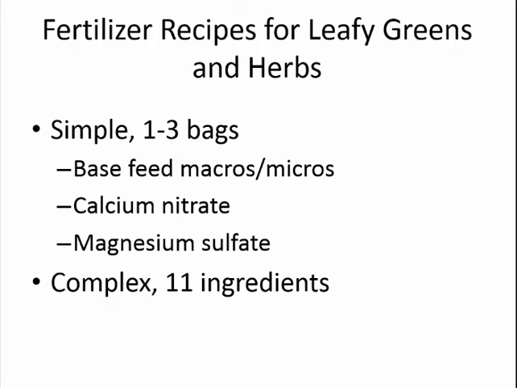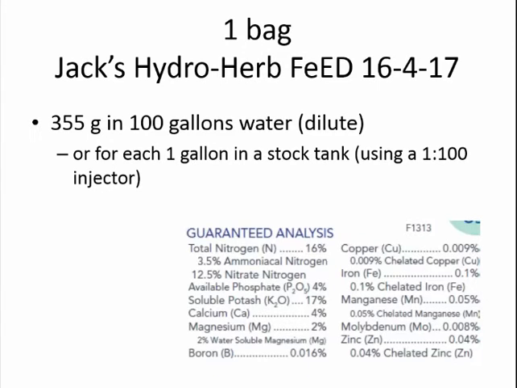And then last, it's important to test your tap water. Some tap waters will have enough magnesium for your crops, but otherwise we need to add magnesium sulfate or Epsom salts. So I'll walk you through those different recipes, and then I'll also show you a complex recipe where you can individually cater the nutrients using 11 different ingredients.